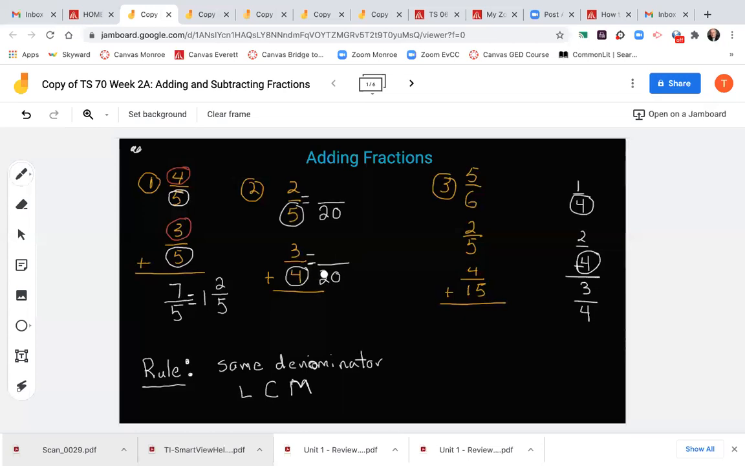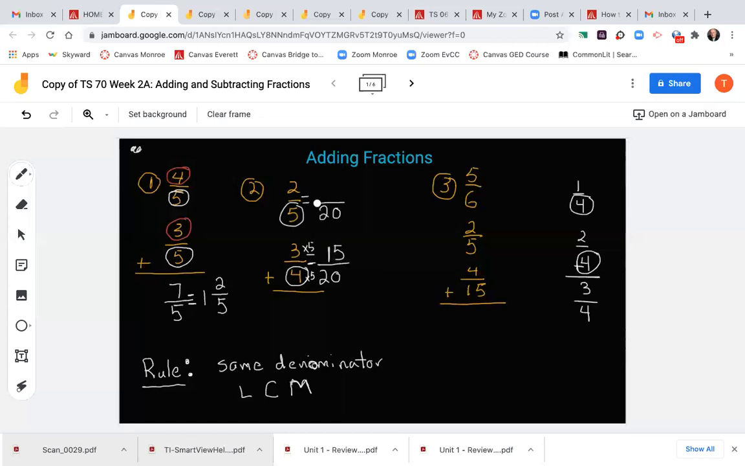Here's how I think out loud. I ask myself, what did I multiply 4 by to get to 20? I must have multiplied it by 5. So I multiply that by 5 to get to 20. So I have to do the same exact thing to the numerator. Whatever I did to the bottom, I got to do to the top number. So 3 times 5 is 15, okay?